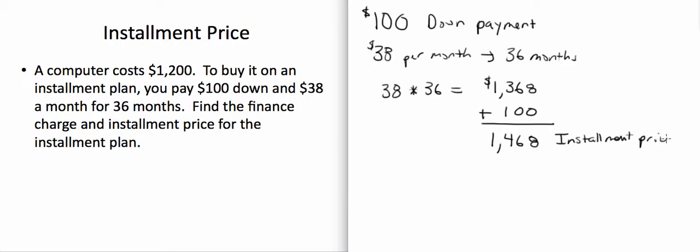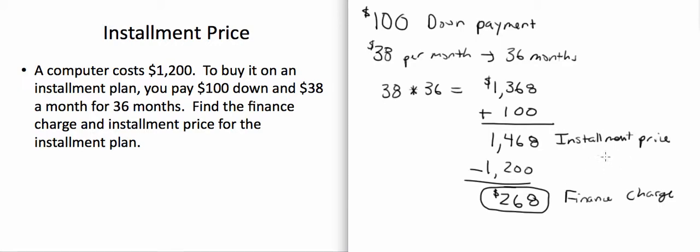For us to figure out the finance charge, we would then subtract out the original cost, which was $1,200, which gives us $268 for our finance charge. So this would be our finance charge, and this is our installment price. Take the amount we're paying per month times the number of months that we have to make payments, add in the down payment, and we have our installment price.